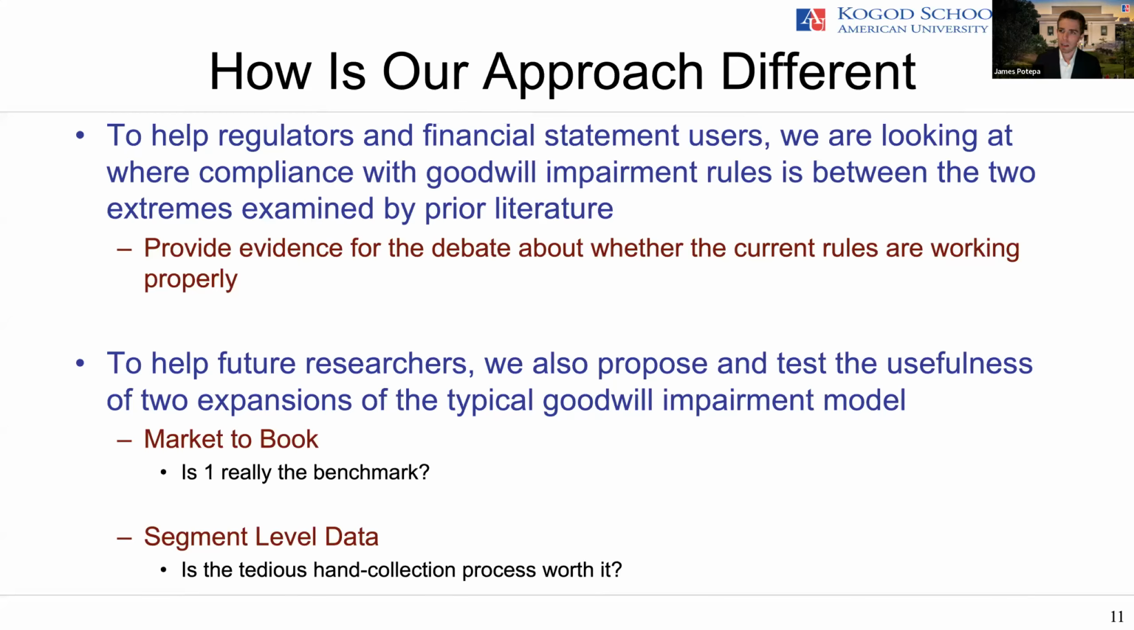Second, we're looking at segment level data. This isn't something that's highlighted in a lot of other papers, but the reality is it is very costly and time consuming to get this sort of data. Tracking a transaction, worrying about segments that might change names is going to be quite difficult. So it's fair to ask, is the hand collection process worth it? Does this offer superior ability to associate with goodwill impairments? And so we look into that in detail.